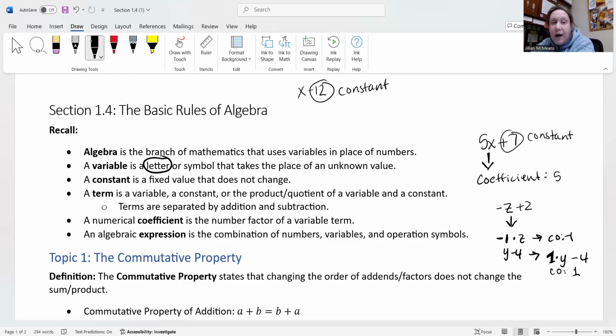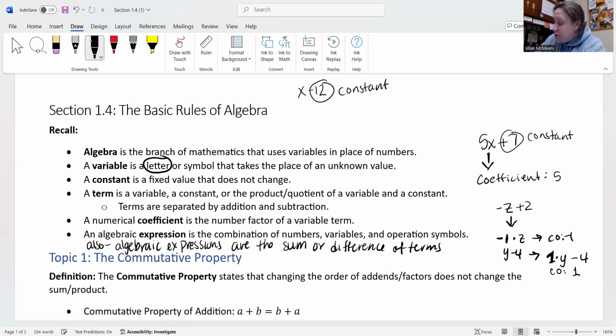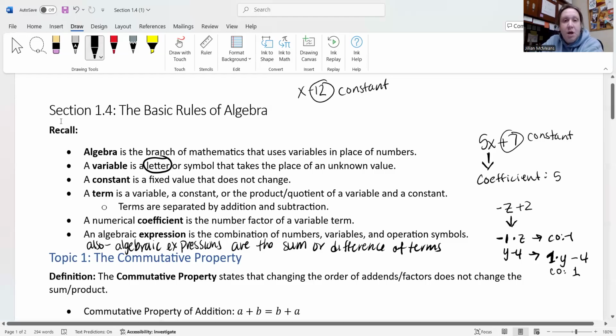Okay? And then finally, an algebraic expression is the combination of numbers or constants, variables, and operation symbols. Another definition, algebraic expressions are the sum or difference of terms. So that's not very formal, but if you just take terms and add them and subtract them, you have an algebraic expression, okay?